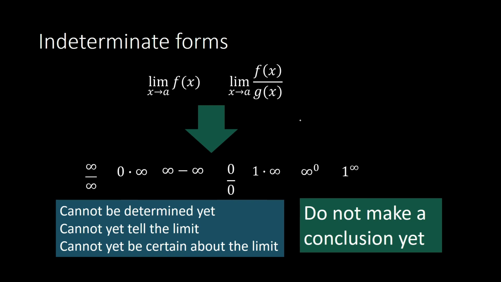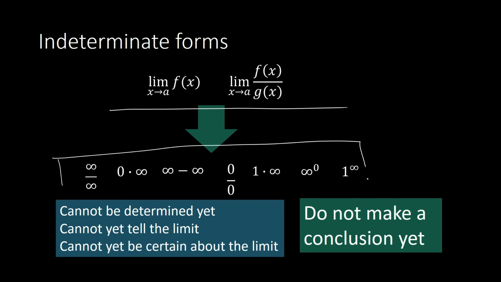Again, when you are given the task to evaluate the limit, and this is what you initially get, then what you have there is an indeterminate form. The limit cannot be determined yet. You cannot yet tell the limit. You cannot be certain about the limit yet. So do not make a conclusion yet. We shall devote a separate video about what to do when you have an indeterminate form.